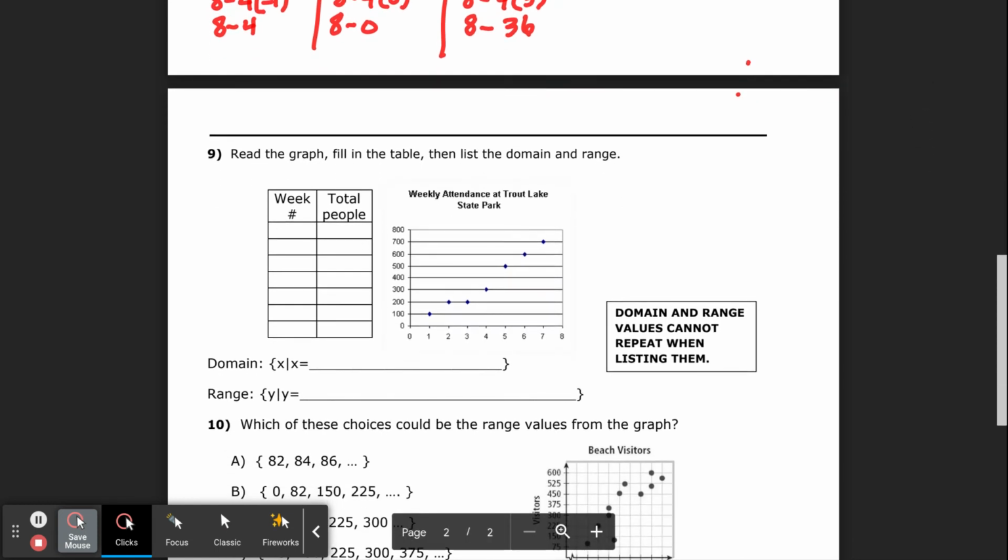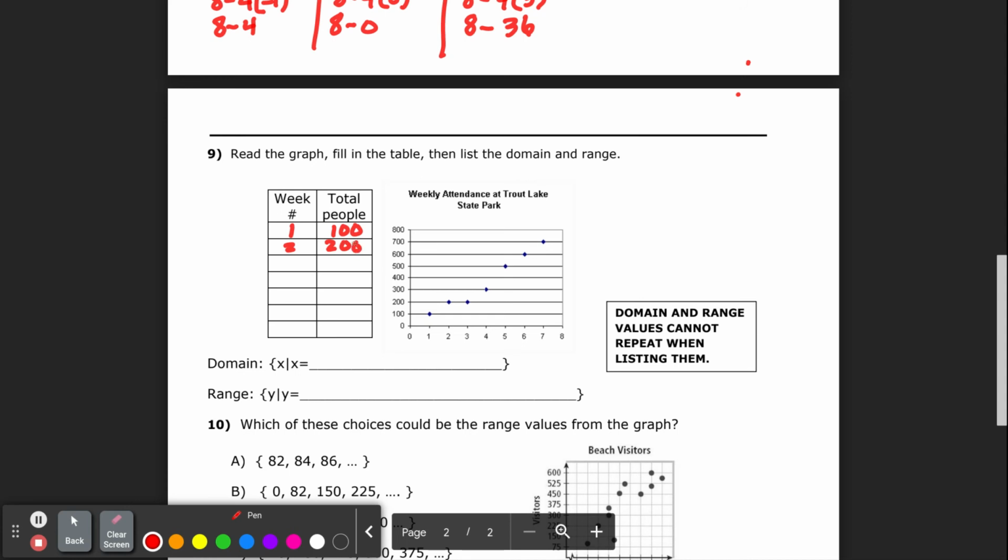All right, let's take a look at problem 9. It says read the graph, fill in the table, then list the domain and range. So we're going to read the graph. These are weekly attendance at Trout Lake State Park. So it looks like week 1 there was 100 people. So week 1, number of weeks, total people, 100. Week 2 is 200.